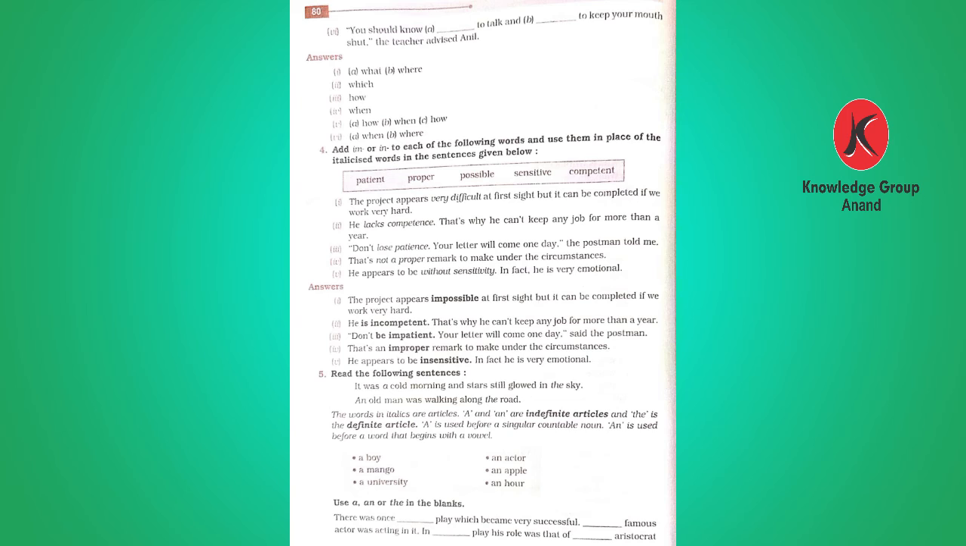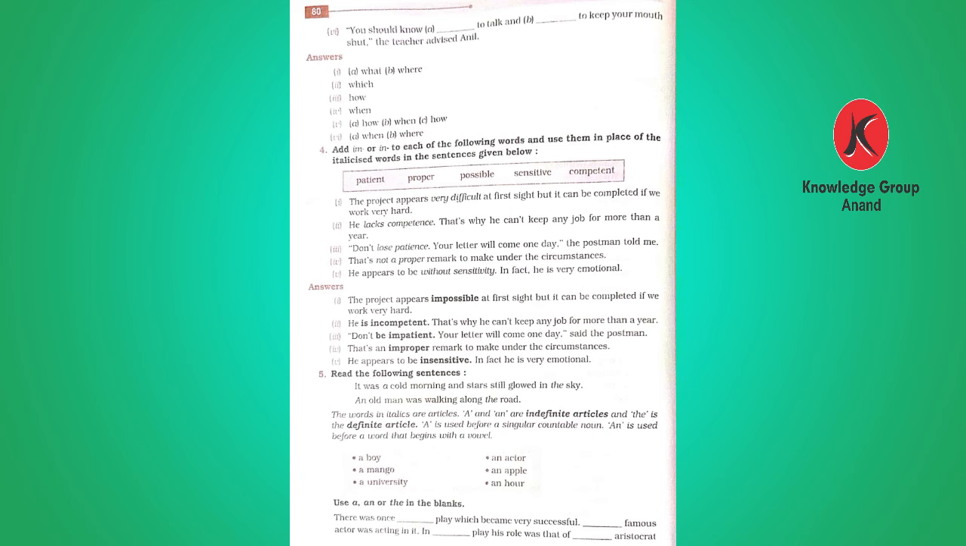That is, read the following sentences. It was a cold morning and Saturn still glowed in the sky. An old man was walking along the road. The words in italics are articles. Dear students, we have already learned what are the articles.